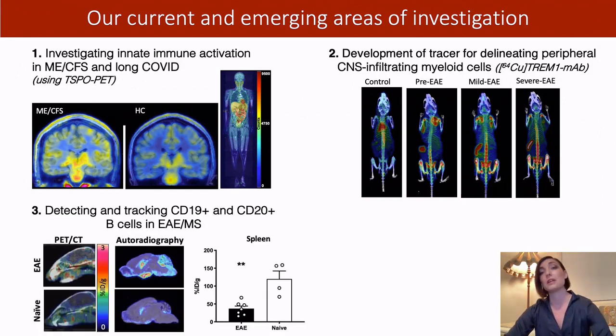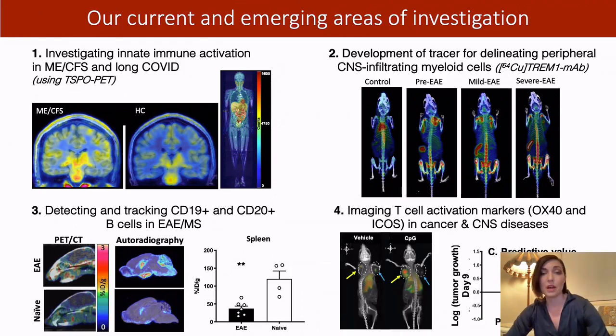Another area that we've been fascinated by and working on in the lab is imaging adaptive immune cells, so looking at B cells in the context of multiple sclerosis. I will expand on this a little bit later in the talk, but we've developed tools to look at both CD19 positive and CD20 positive B cells.